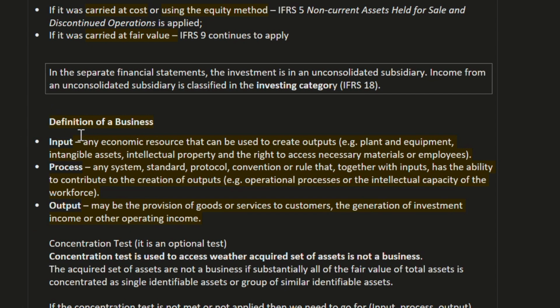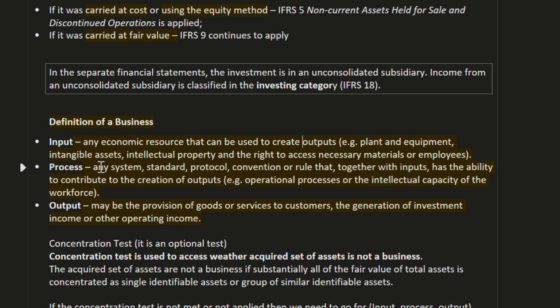Now the definition of a business. We have three points: input, process, and output. We need to understand them before finding out whether something is a business or not. Input is any economic resource that can be used to create output, such as plant and equipment. Intangible assets, intellectual property, and the right to access necessary materials or employees are our inputs.